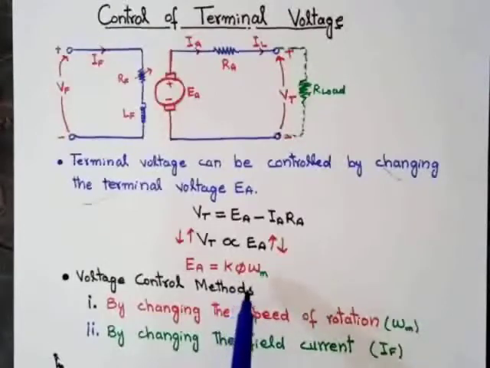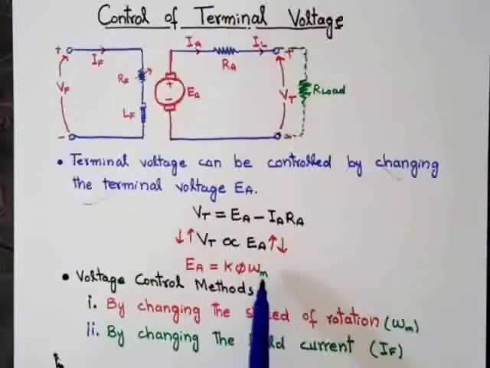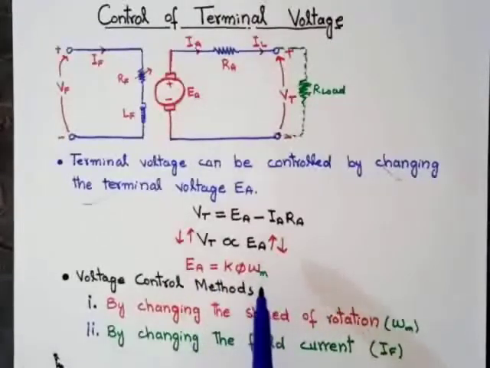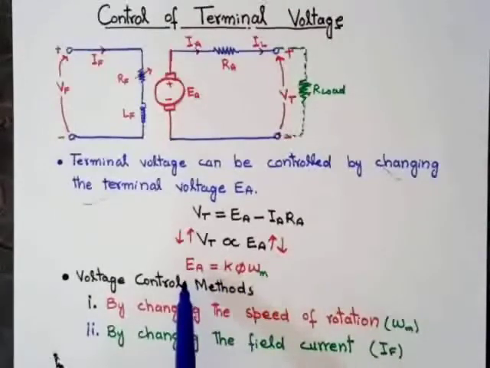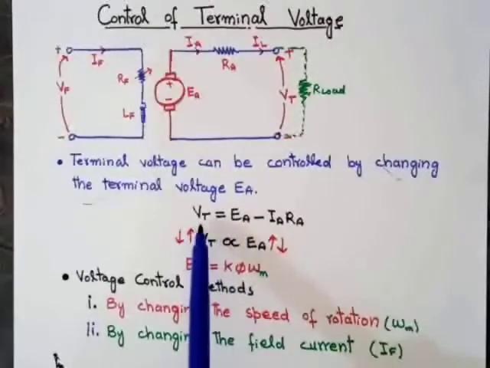The first one is by changing the speed of rotation. That is, by changing omega, the speed of rotation, the internal generated voltage will change. As you can see in this equation, the relationship between internal generated voltage and the speed is directly proportional. When the speed increases, the internal generated voltage will increase. When the internal generated voltage increases, the terminal voltage will increase as well.